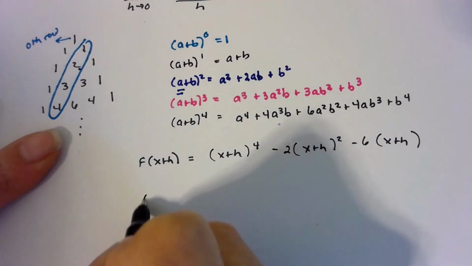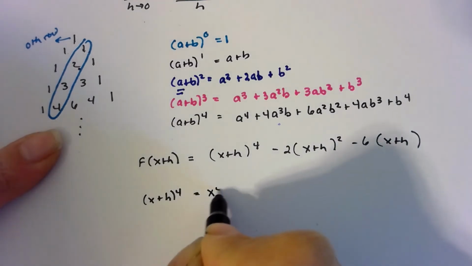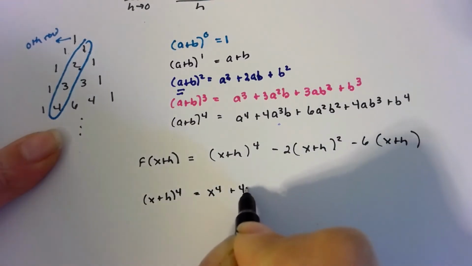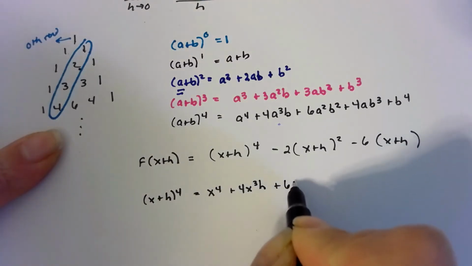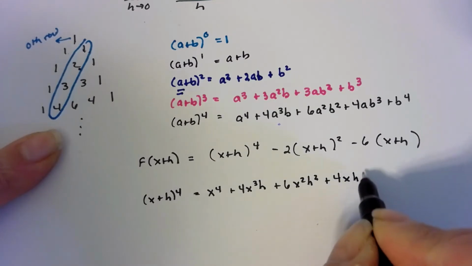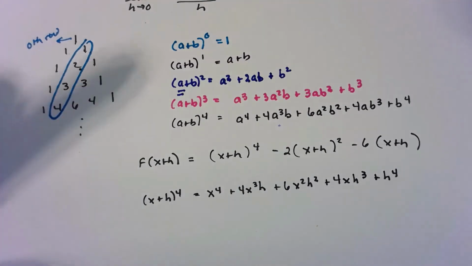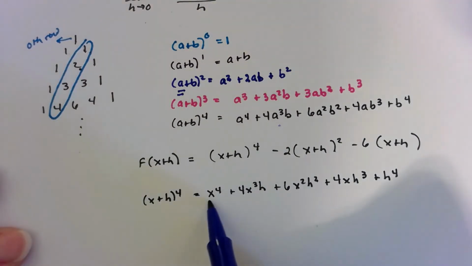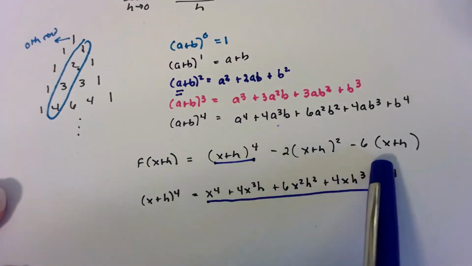Okay, so x plus h to the 4th is going to be x to the 4th plus 4x cubed h plus 6x squared h squared plus 4xh cubed plus h to the 4th. Right? So this nightmare right here is the expansion of that. I haven't even done those yet.